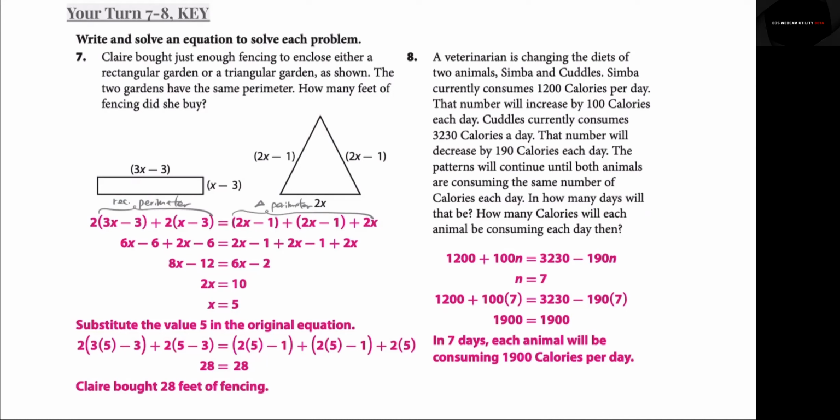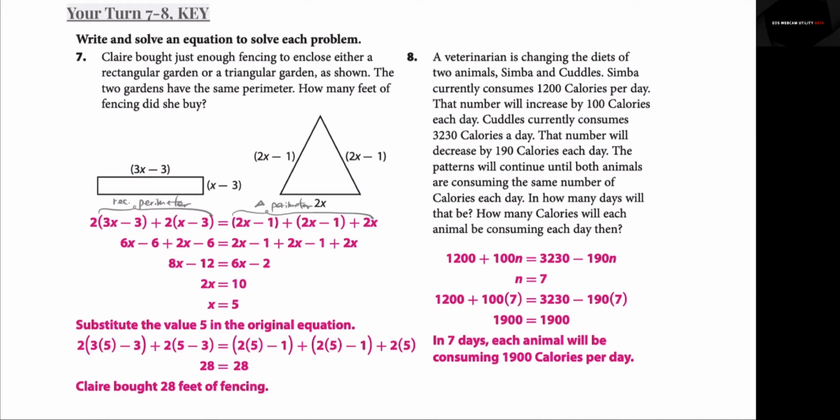On the right-hand side, it looks like two animals, Simba and Cuddles. The one initially consumes 1,200 calories, and each day you could increase the calories by 100. Maybe they're eating more each day. Cuddles is consuming 3,230, but will be consuming 190 calories less each day. If that's the case, when would they have the same calories, and how much is it?